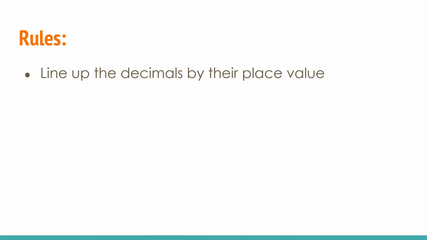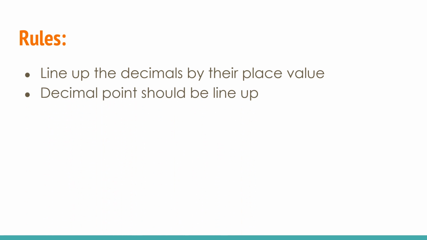The first rule is the most important. Line up the decimals by their place value. This is extremely important when you're adding and subtracting. The whole answer can be wrong if you do not line them up by their place value. The easiest way to remember if you're lining them up by their place value is making sure the decimal point is lined up. If the decimal point is in the exact same spot, then you're fine.